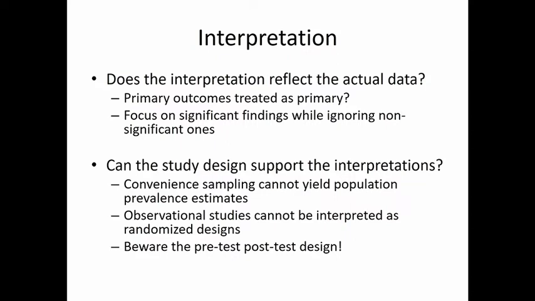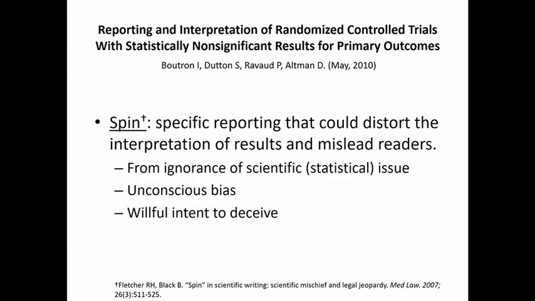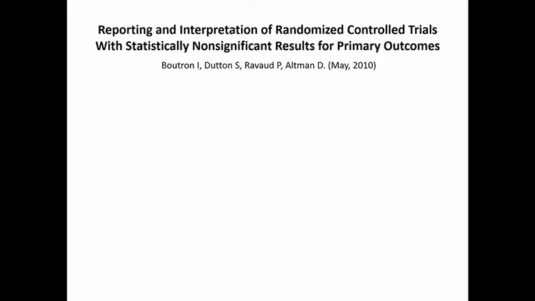And then I mentioned before, can the study design support the interpretations? There's a couple of famous examples there. Convenience sampling is a problem if you want to get prevalence estimates. You shouldn't interpret observational studies as randomized designs. And then the pre-test, post-test is a common design, but there are a lot of limitations to interpreting them. All right. Evan talked a lot about spin, so I'm going to skip this in order to give our next speaker some time.